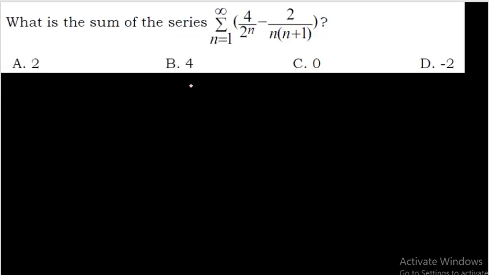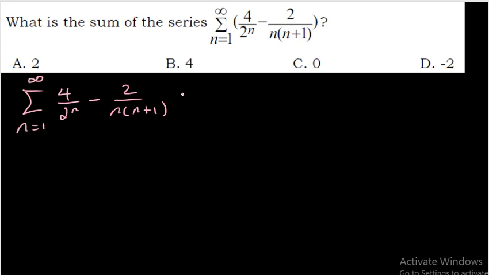The second question: what is the sum of the series? We have a series here, the summation of 4 over 2 to the power n minus 2 over n times (n plus 1), where n starts from 1 to infinity.